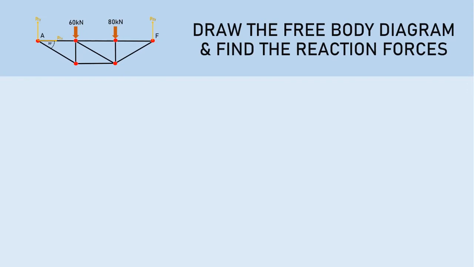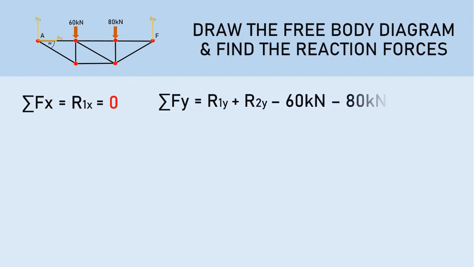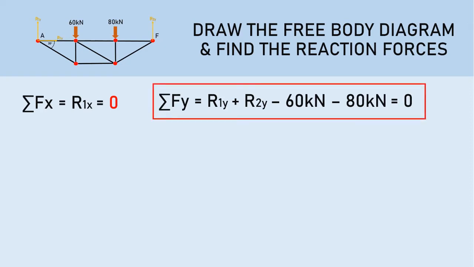So, we can now take the sum of the forces in the X direction, which is 0. While the sum of the forces in the Y direction is R1Y plus R2Y minus 60 kN minus 80 kN equals 0. So we have two unknowns here, R1Y and R2Y. Let's have this as equation 1.